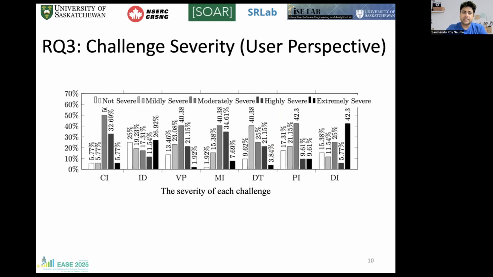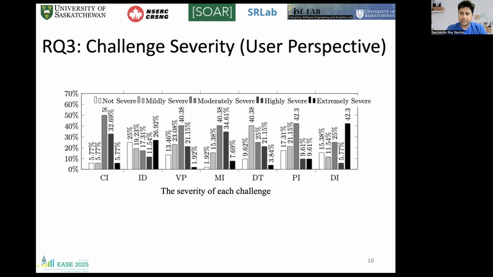And for the answer to research question 3, from our user survey, we learned that disagreement was considered the most severe challenge. This is likely because inconsistent explanations can erode trust in AI predictions, especially in high-stakes domains. Tool-related issues, while frustrating, are often seen as more solvable.